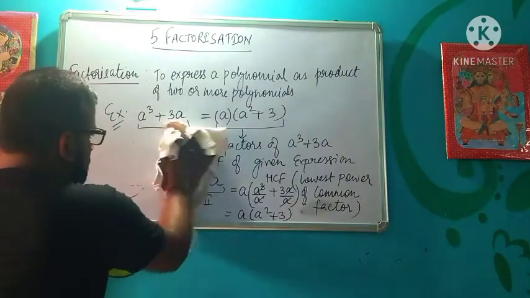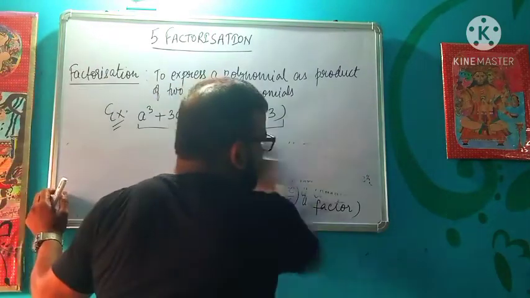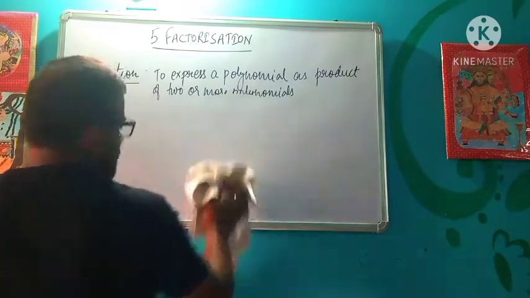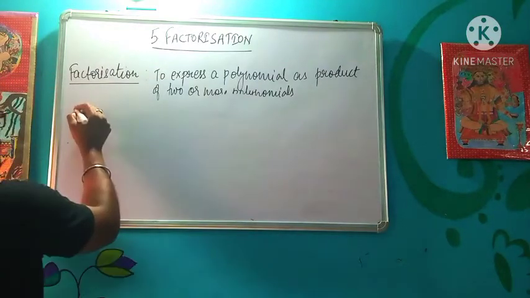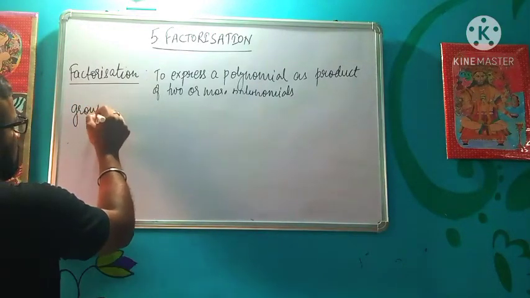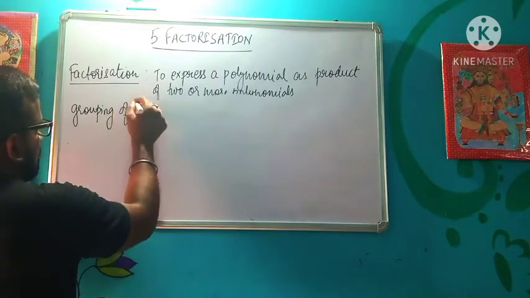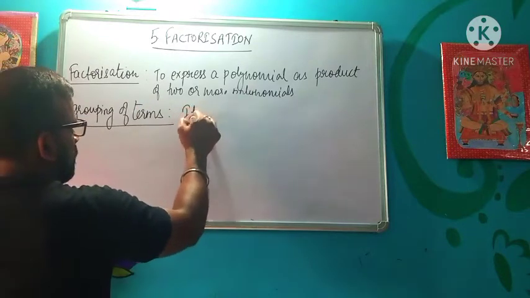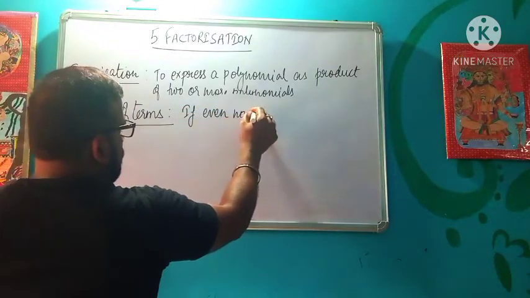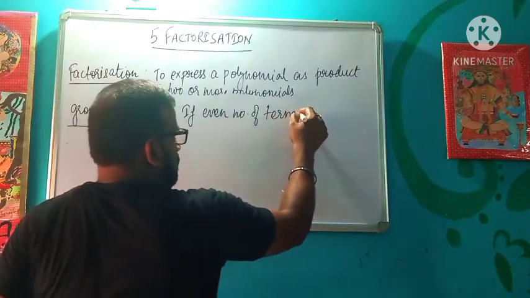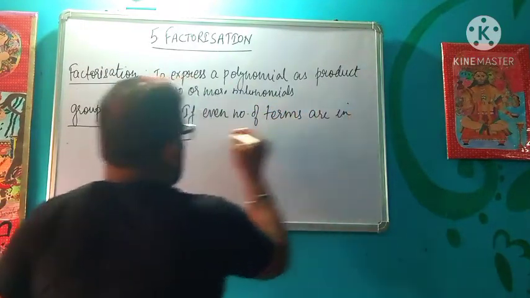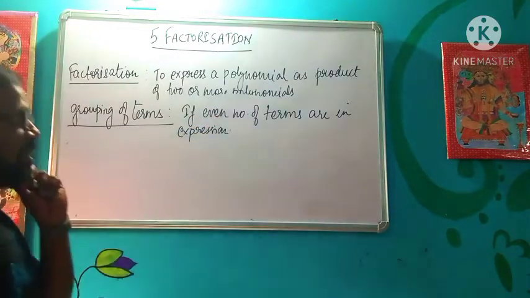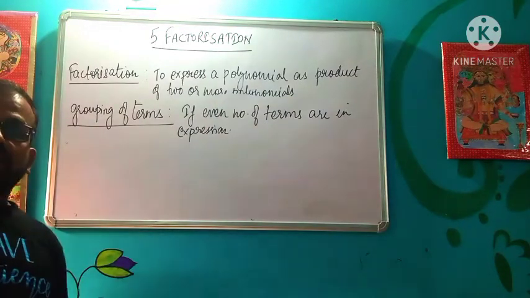Then the next method. This common term method will remain the same and we will use it very frequently. The next method of factorization that we will use is grouping of terms. This method we can use when an even number of terms are there. In that case we can make groups.